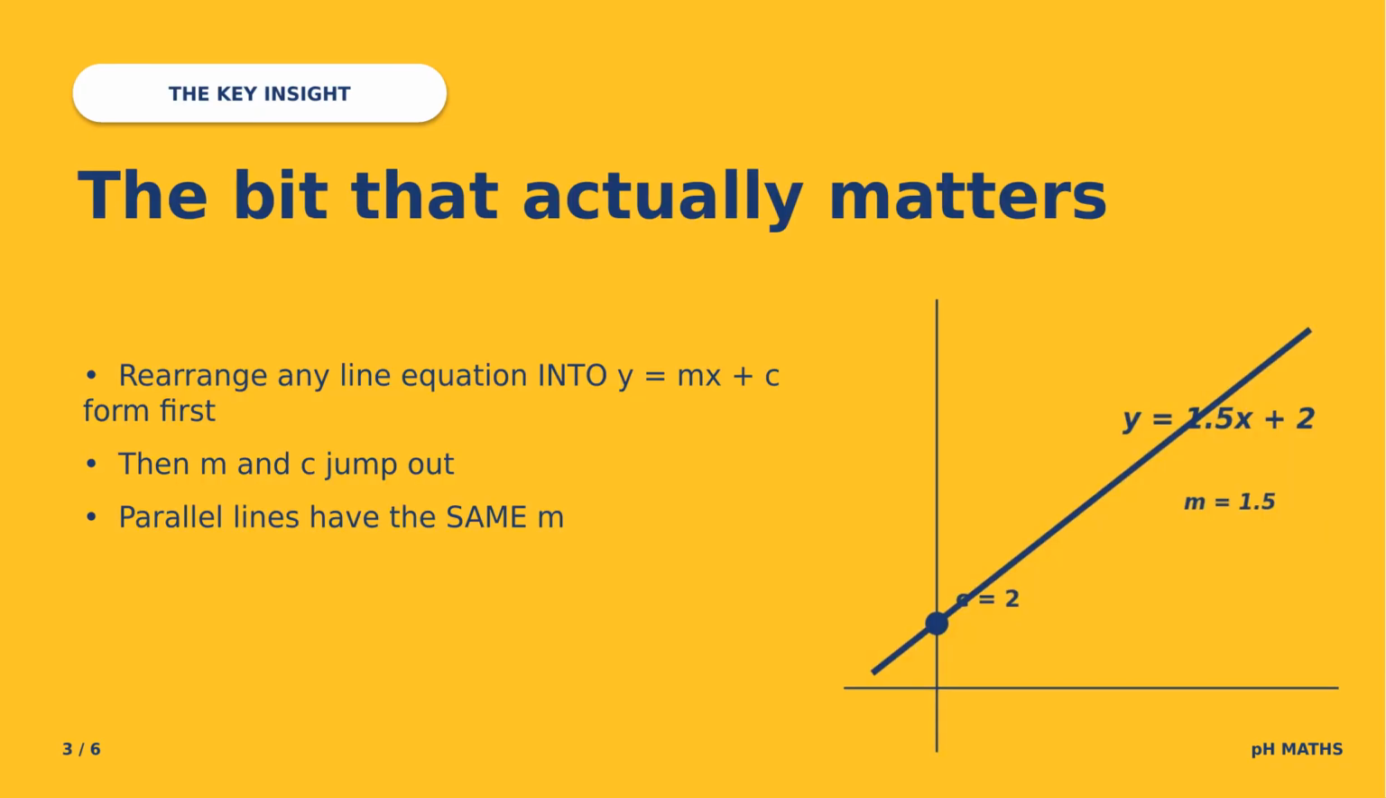Key insight. Rearrange any line equation into the y equals mx plus c form first. Then the m and c just jump out at you. So if you're given 2y minus 6x equals 4, divide by 2 and rearrange. y equals 3x plus 2. Gradient 3, intercept 2. And remember, parallel lines have the same gradient, just different intercepts.